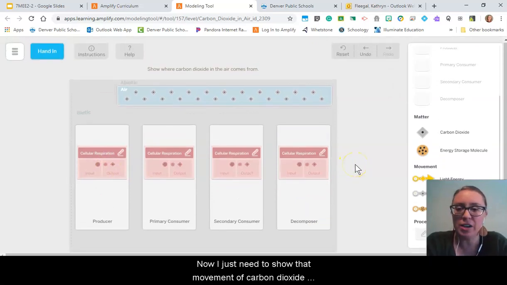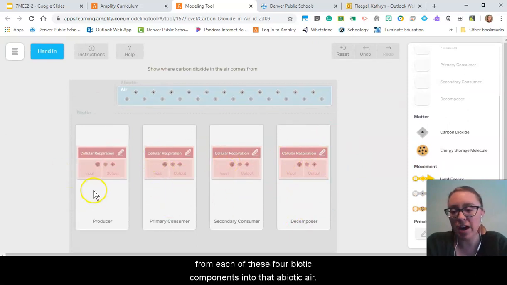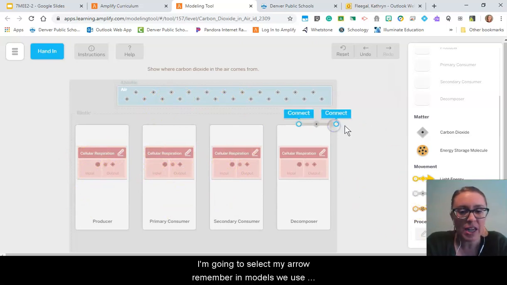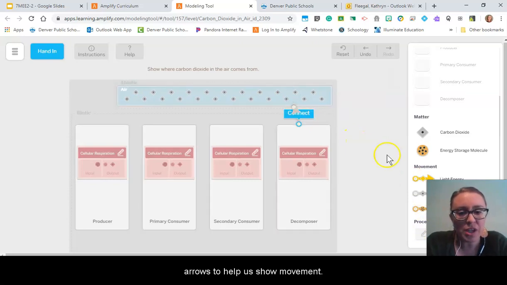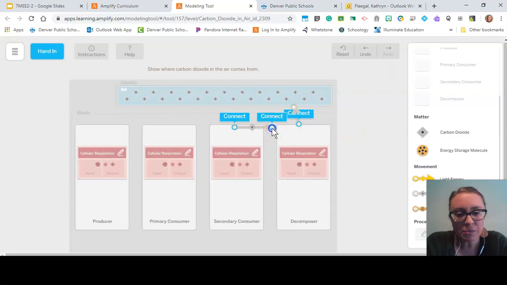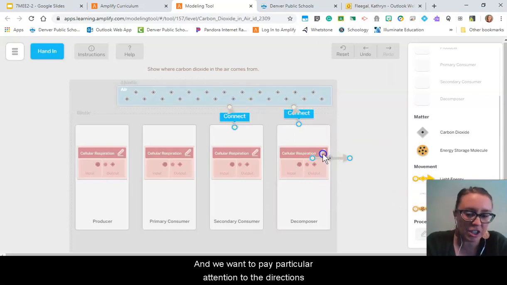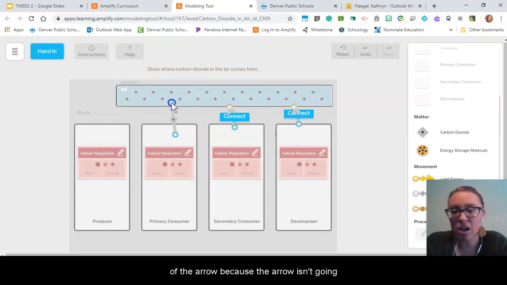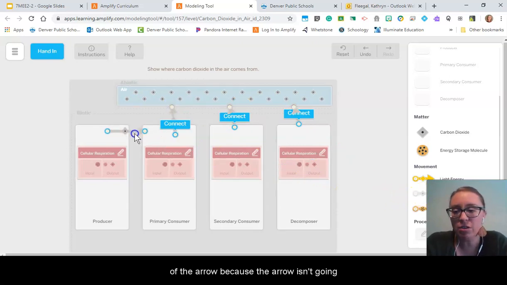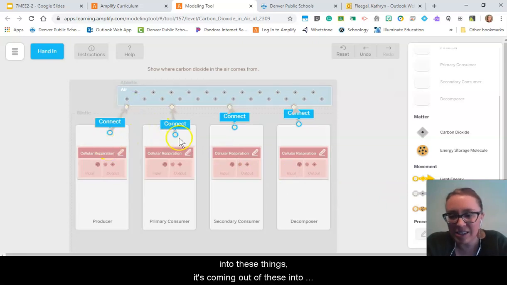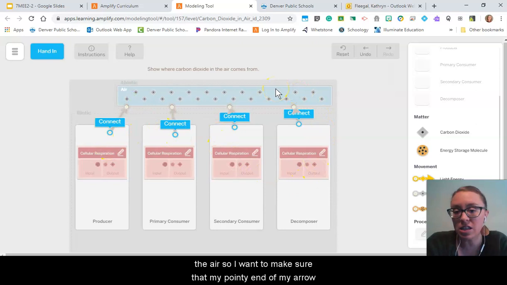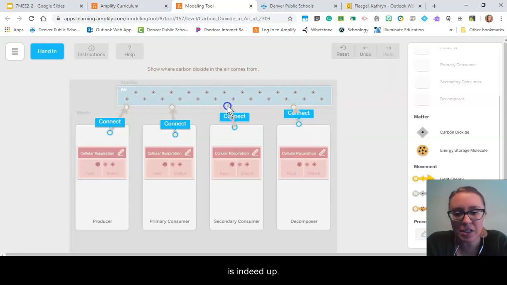Now I just need to show that movement of carbon dioxide from each of these four biotic components into that abiotic air. So I'm gonna select my arrow. Remember, in models, we use arrows to help us show movement. And we wanna pay particular attention to the direction of the arrow, because the arrow isn't going into these things, it's coming out of these into the air. So I wanna make sure that the pointy end of my arrow is indeed up, okay?